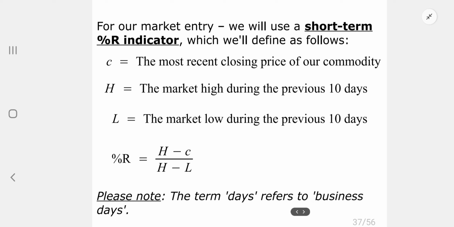For our market entry, we will use a short-term percentage R indicator, which we'll define as follows. Let C equal the most recent closing price of our commodity. Let H equal the market high during the previous 10 days. Let L equal the market low during the previous 10 days. And so we have the percentage R equals H minus C, all divided by H minus L. Please note, the term days refers to business days.